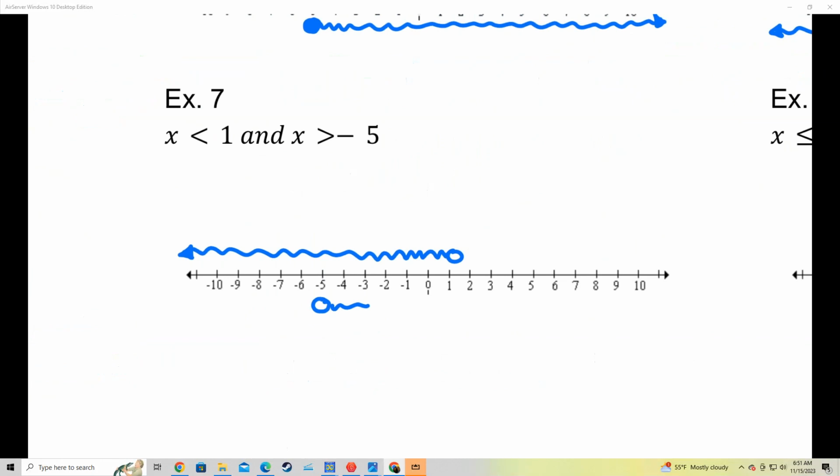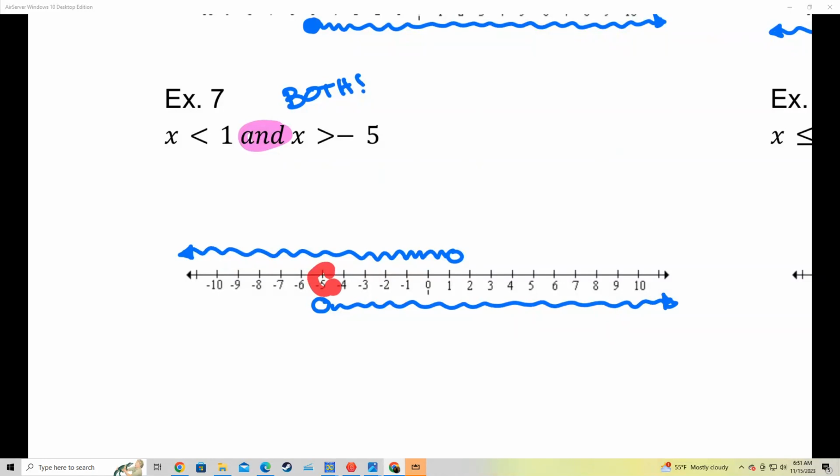Remember, I'm using the word and. And means it needs to work for both. So I'm looking at the numbers that got shaded twice. Well, -5 doesn't work, but -4 does, -3 does. All these numbers got shaded twice, all the way up to 1, but don't include the 1, and all the way up to -5, but don't include the -5.